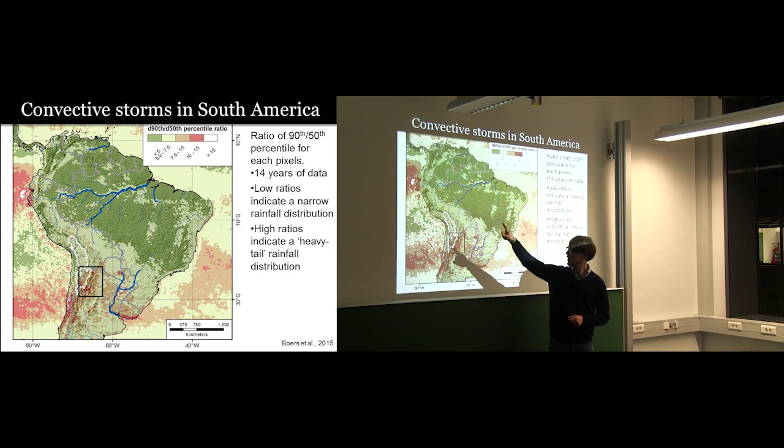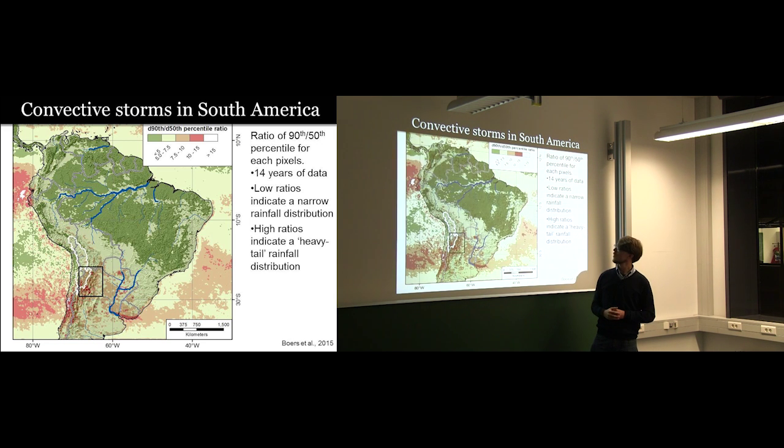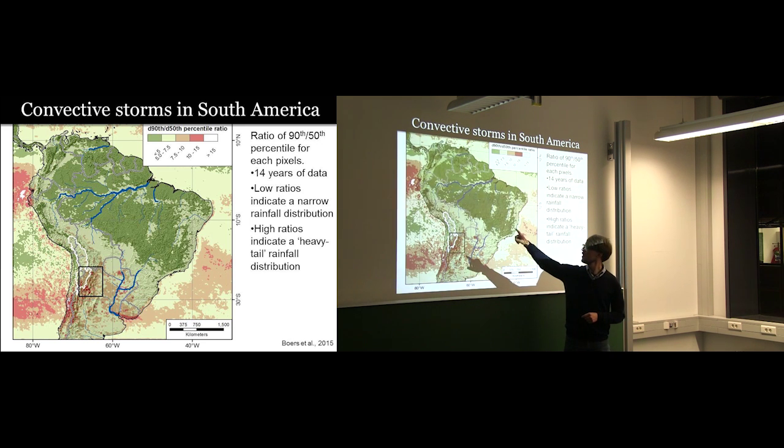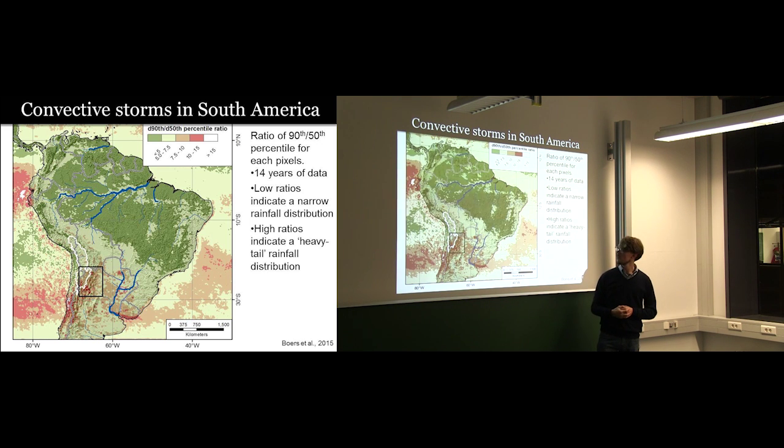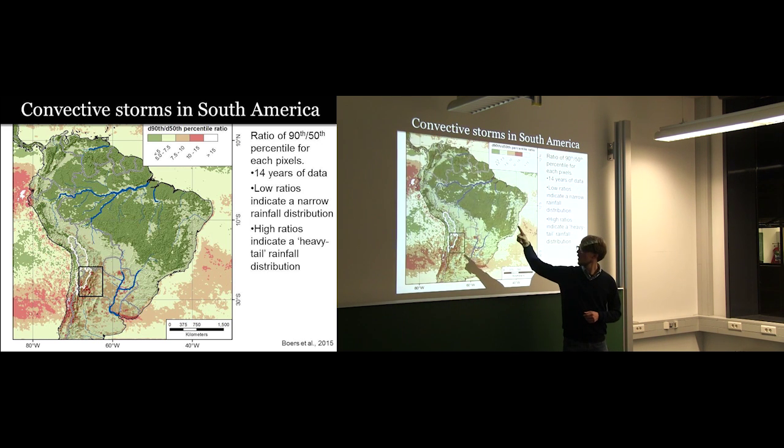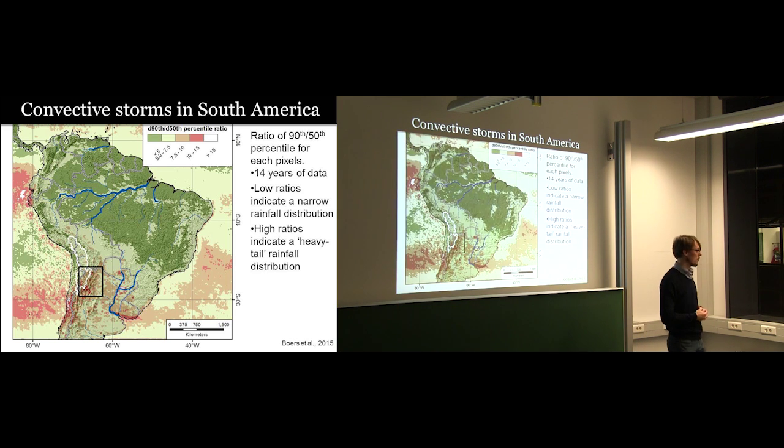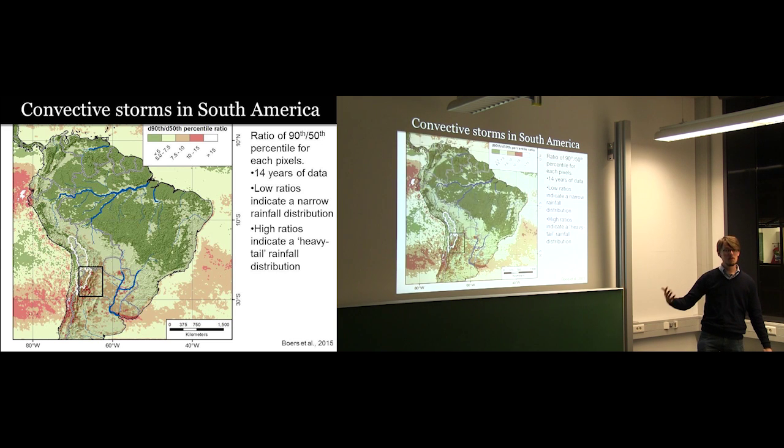So you can see here that in northwest Argentina, you see quite high values of 10 to 15, all the way up to 15. Whereas when you go to the Amazon basin, these convective storms are less important. So this is really showing that these really intense convective storms are dominating the rainfall distribution in South America. And of course, this will then be recorded in the stable isotopes.